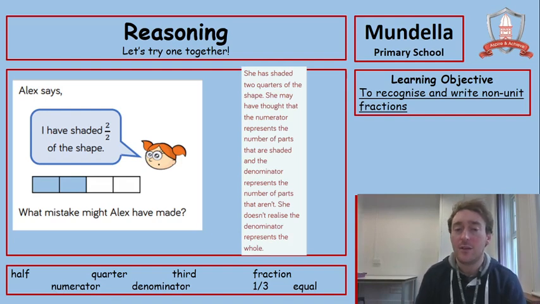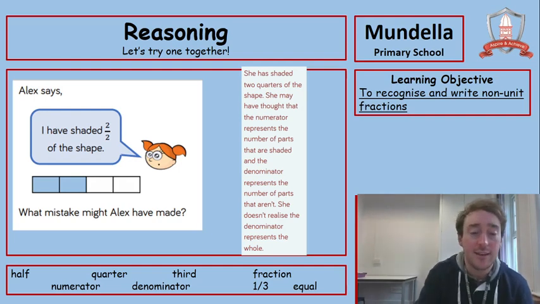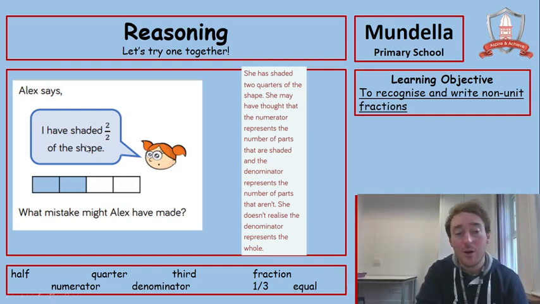She may have thought that the numerator represents the number of parts that are shaded and the denominator represents the number of parts that aren't shaded. That's an interesting thought, isn't it? But it isn't true. She doesn't realise that the denominator represents the whole. So remember that this denominator, this lower number here of the fraction, represents the total number of parts. So it should be 4.